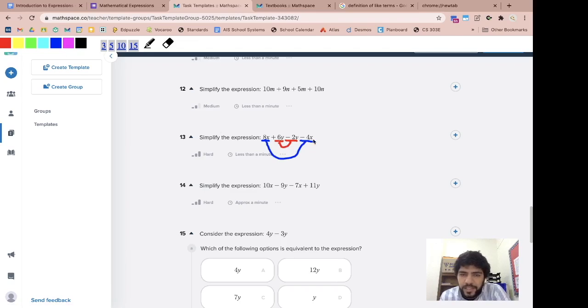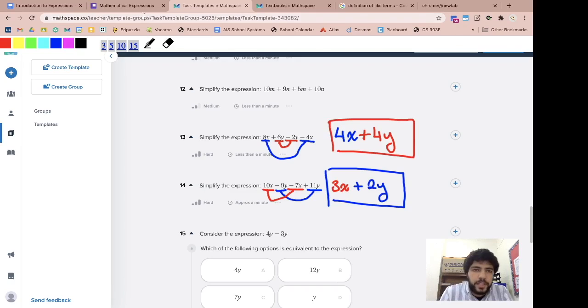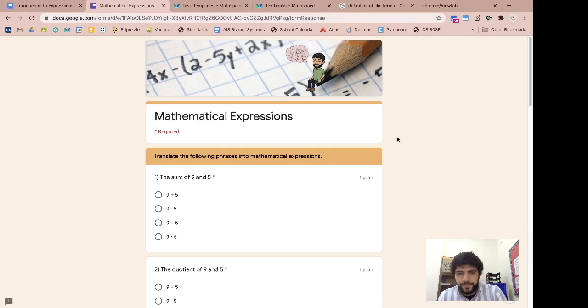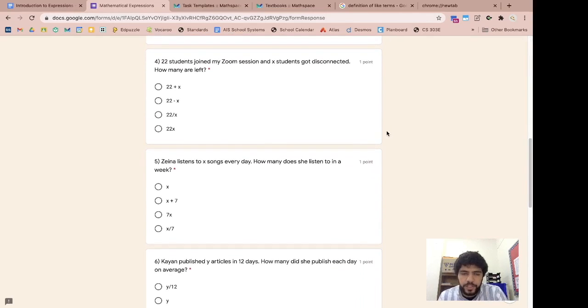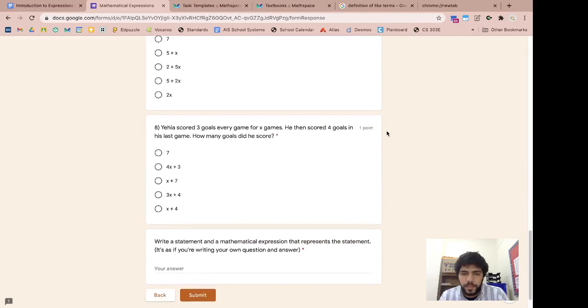So 8x minus 4x would just be 4x. And then 6y minus 2y would just be positive 4y. So notice that for 6y minus 2y, we have to write the sign of the result. So positive 4y. So this is it. This is our answer. I want to go as well to the Google form and talk a little bit about some of the tougher questions here and how to review how to translate it to an expression.